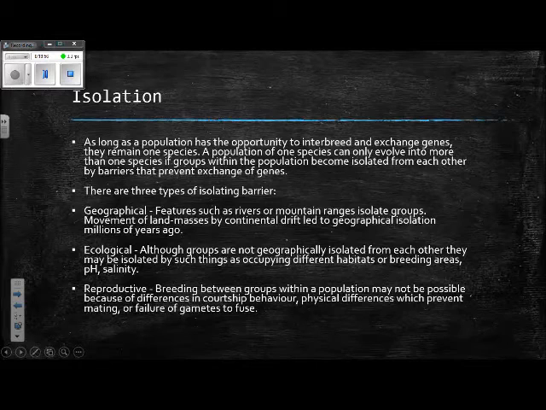Breeding between groups within a population may not be possible because of differences in courtship behavior, physical differences which prevent mating, or failure of gametes to fuse. Okay, so for example, if two groups are isolated from each other and one group changes maybe their mating call or when they breed, they're not going to be able to mate with the original group because their mating call is different. So the females don't know that the males from the new group want to have babies.